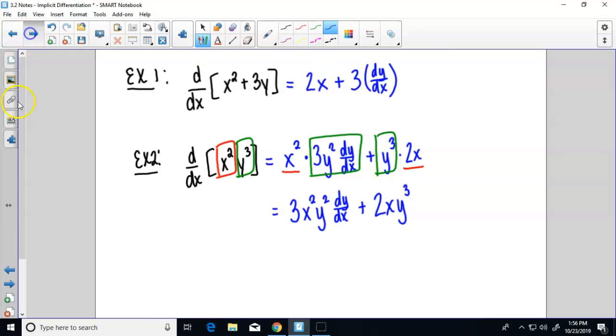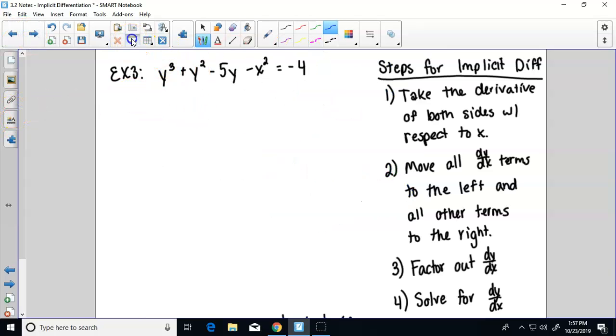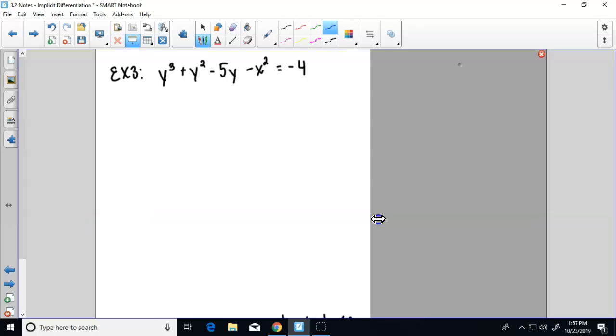Okay, so let's get to looking at what this actually looks like. So here is a crazy equation. Y to the third plus y squared minus 5y minus x squared equals negative 4. And so we've got this crazy equation, and if I had written directions here, which I didn't, but I'm going to tell you what they are, I would want you to find dy dx. Find the derivative of y with respect to x. Because the derivative of y with respect to x gives you the slope of the equation at whatever point you're looking at.